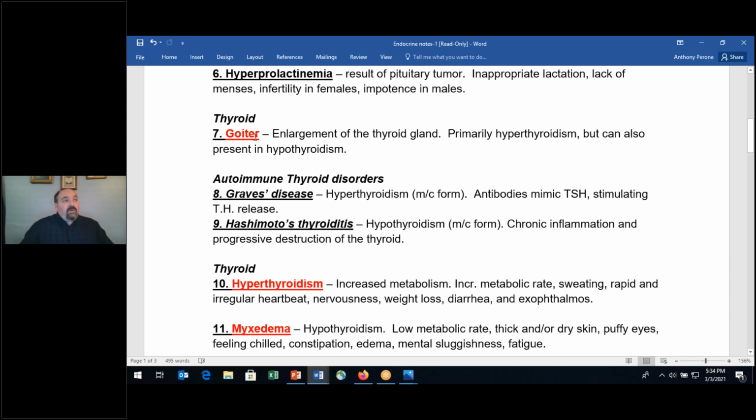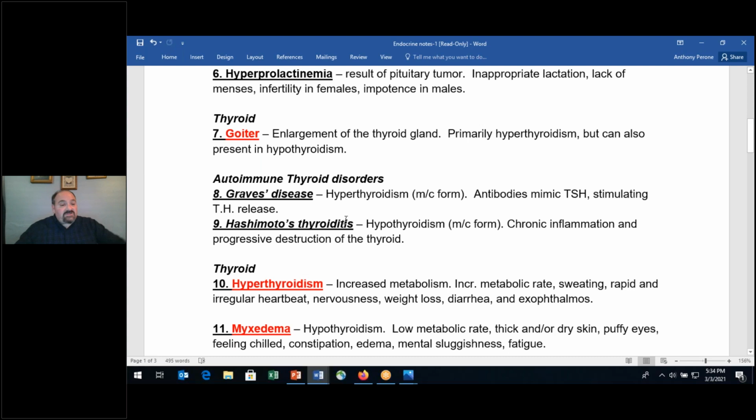Goiter can be a result of issues with hyper and hypothyroidism, okay? And so what's going on is that the thyroid gland is increasing in size in order to try and access as much iodine as possible in order to produce thyroid hormone, okay? So it's an enlargement of the thyroid gland.